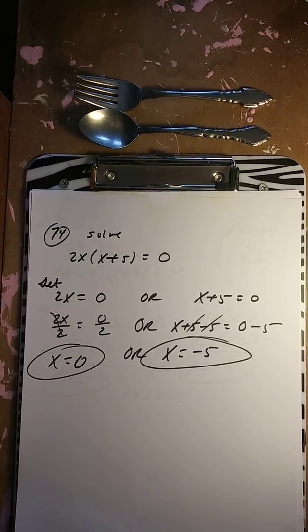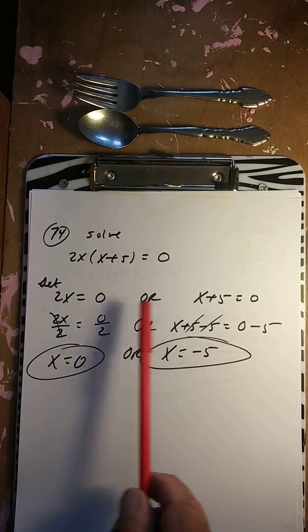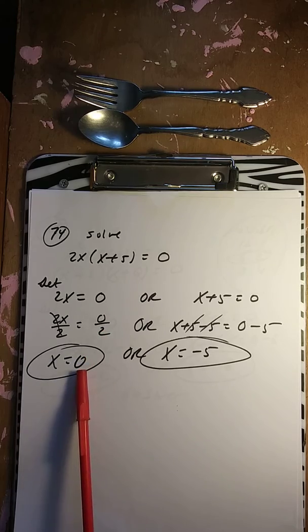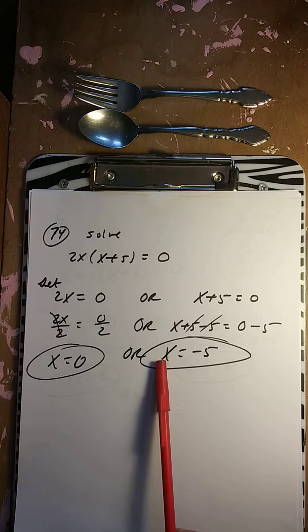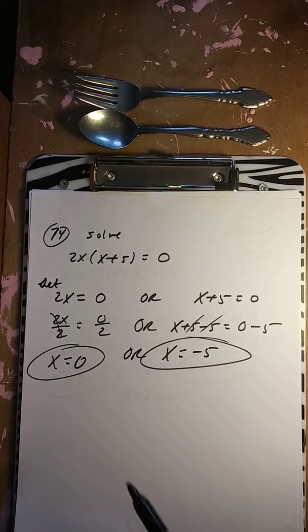Solve this. 2x times (x plus 5) equals 0. Set 2x equals 0 and x plus 5 equals 0. Divide by 2, divide by 2, so 0 divided by 2 is 0. We're done with that part. x plus 5 equals 0. Minus 5, minus 5, so x is negative 5. So x is 0 or x is negative 5. There's my answer right there.